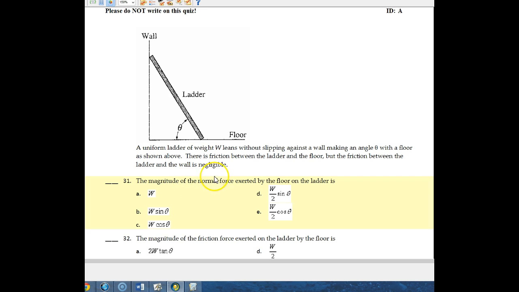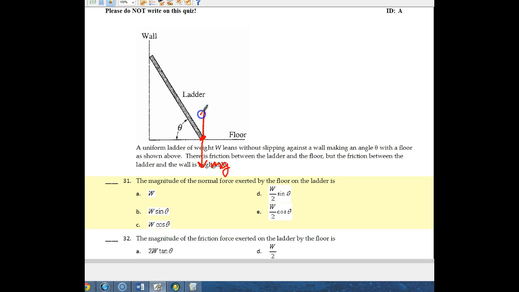It says the magnitude of the normal force exerted by the floor on the ladder. So here, this is a ladder. You've got a floor. There is no friction at the top, but there is friction down here. Knowing that, there are certain things we need to think about. One of them is, what is the weight of the ladder? The weight of the ladder is all concentrated right on this point, so this is actually mg right here.